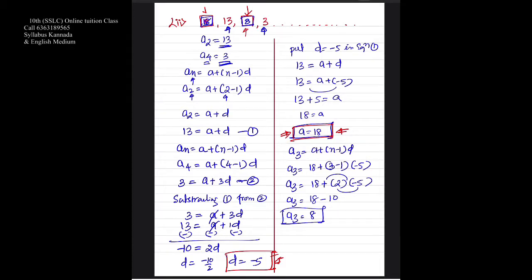ಓಕೆನಾ. So if you want the missing terms, you have to write 18 and 8. ಓಕೆ, so is it clear students? Any doubt, you can message in the comment box, I will reply.